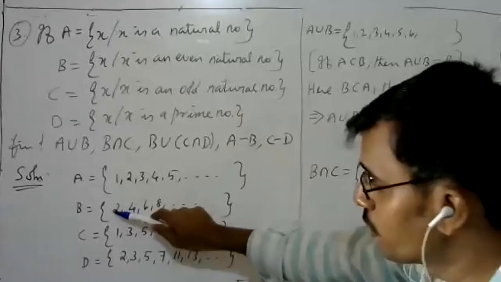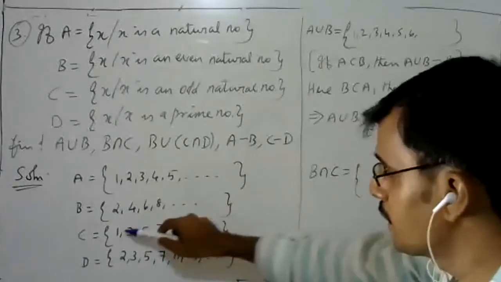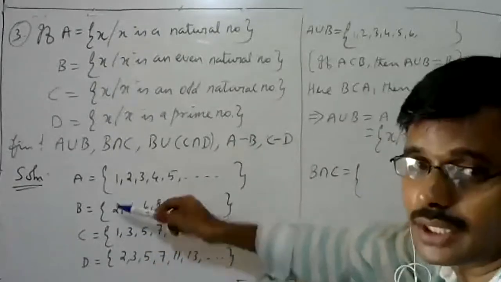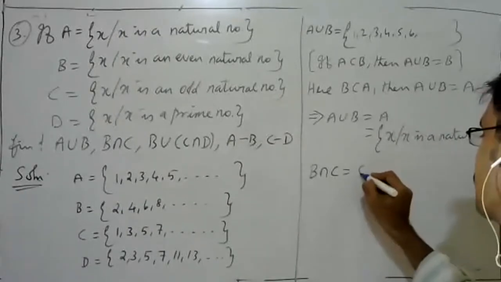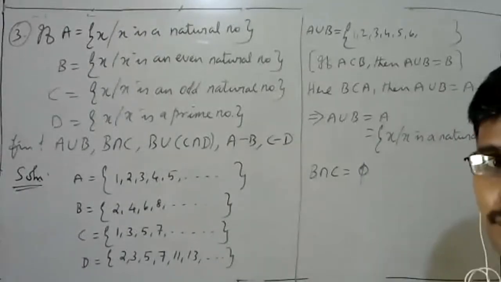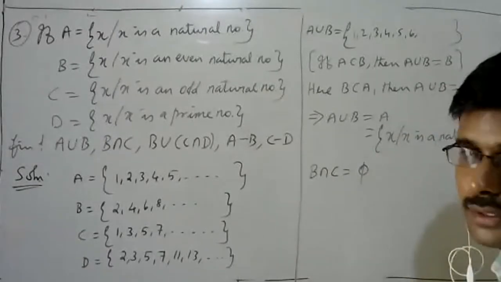Intersection means common elements. 2 is here, but 2 is not here. 4 is here, but 4 is not here. 6 is here, not here. 1 is here, 1 is not here. So therefore the intersection is empty. So therefore this set is only the empty set.